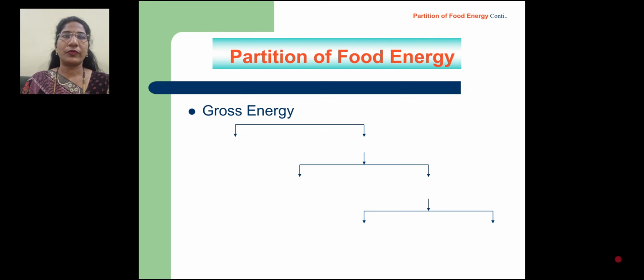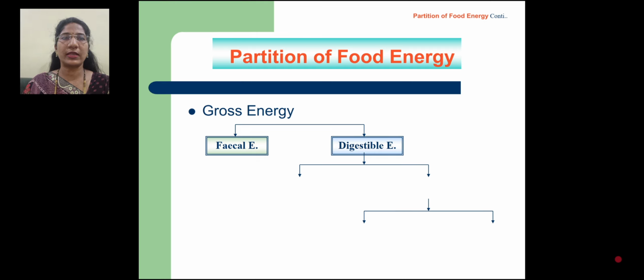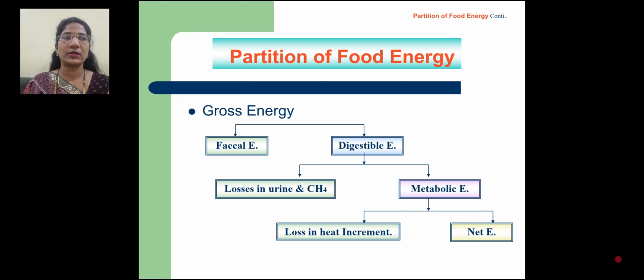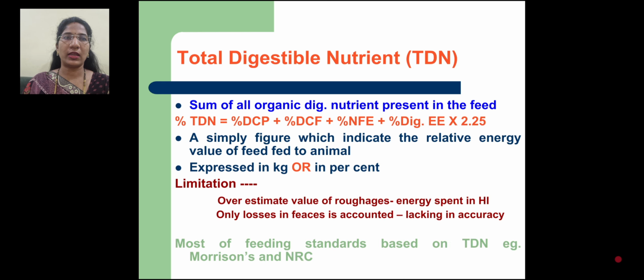So this partition of food energy is given in a diagrammatic manner. The gross energy is divided into two, that means the losses through feces and digestible energy. This digestible energy is again divided into two parts, that is losses in urine and gases produced by the body like methane, and metabolic energy. And this metabolic energy is again divided into two parts, that means the loss of energy through the heat increment, and you get net energy.